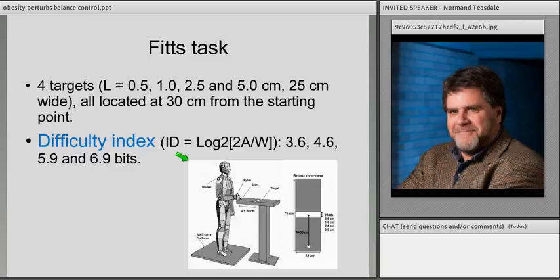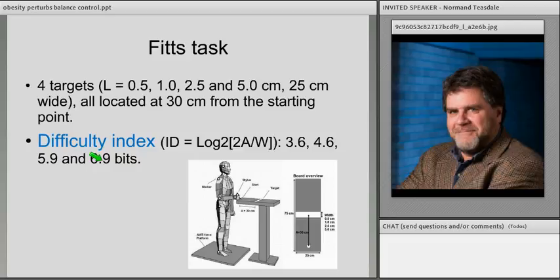The Fitts task is basically you change the width of a target, and by changing the width of the target, you can manipulate the difficulty of the task. So the smaller the target, the greater the index of difficulty, which is calculated by taking the log base 2 of 2 times the amplitude of the movement divided by the width. In this particular case, we had 4 target widths going from 3.6 bits to 6.9 bits. 6.9 bits is the smallest target width, 0.5 centimeter, the most difficult. And the target of 25 centimeters is the easiest index of difficulty, 3.6 bits.